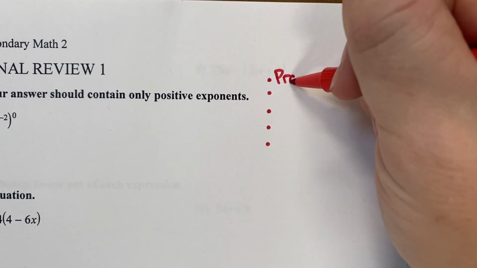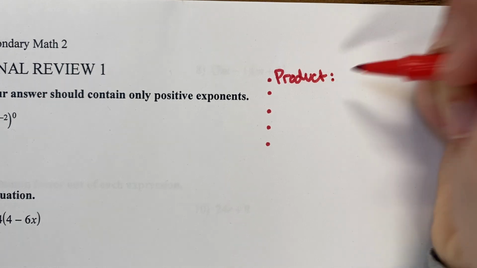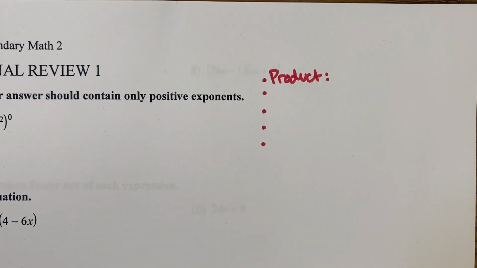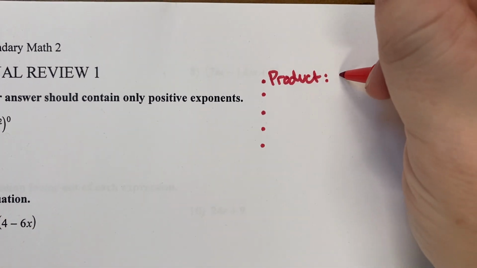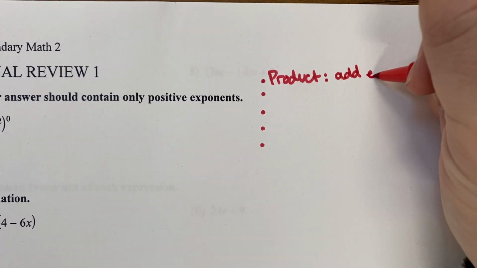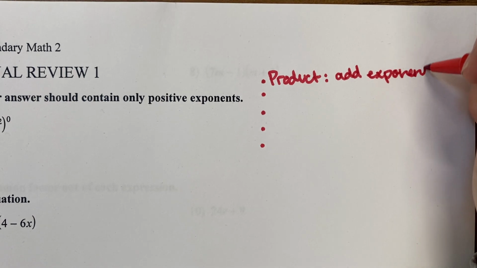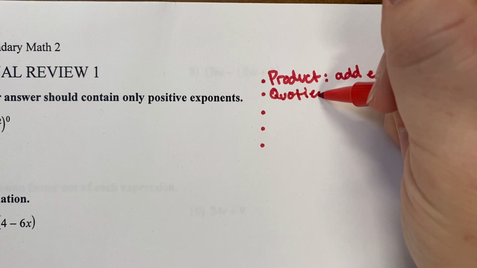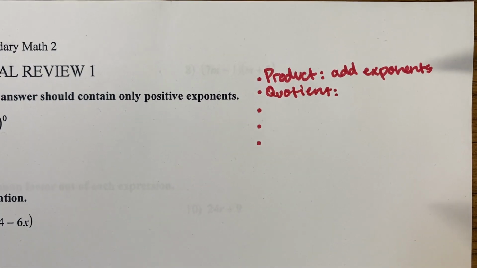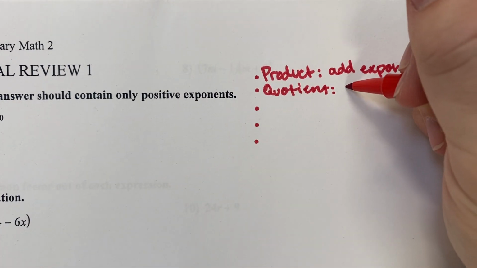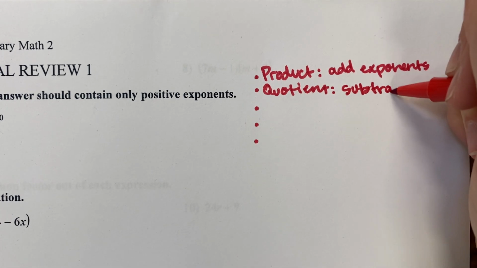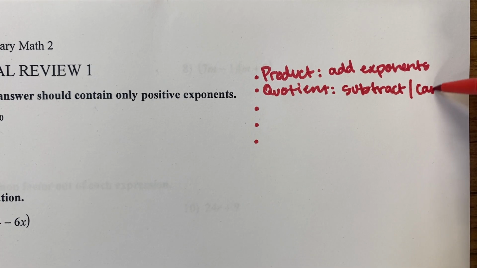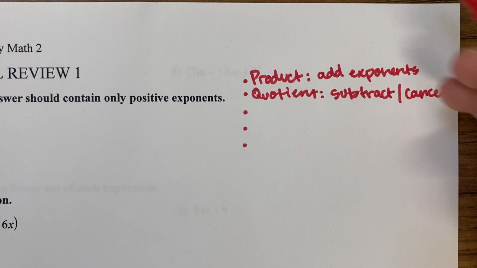Our first rule was our product rule. In the product rule, that's where the bases of the exponents are being multiplied, and what you do here is you add the exponents. Then we had our quotient rule. That's where they're being divided. And this one you can either think subtract or cancel the exponents with the same base. Remember, they always have to have the same base.